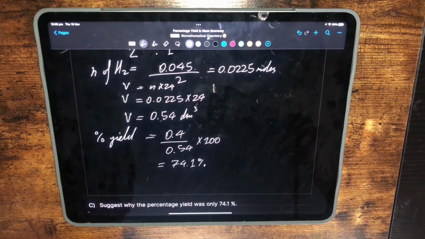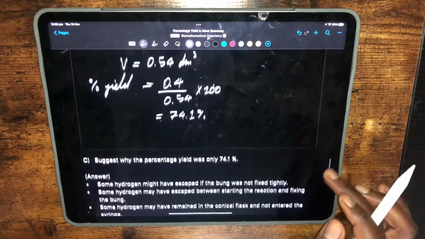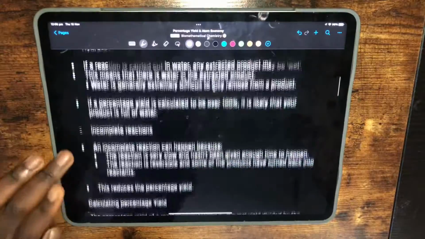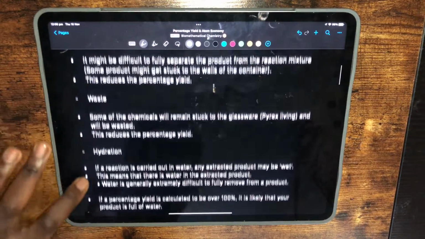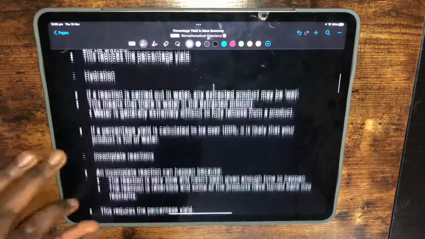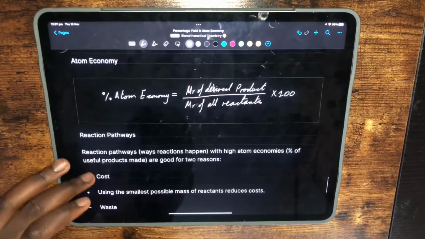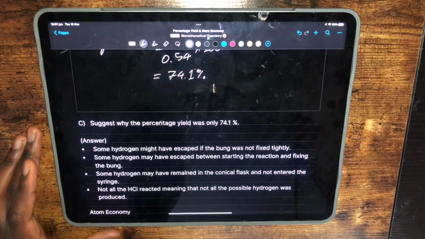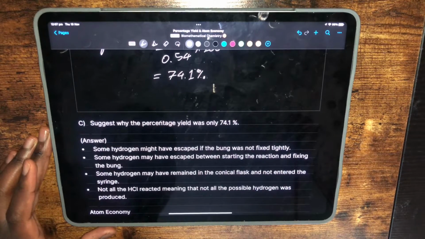Alright, so the answer is just remember what we were talking about before, right? This is just what we had up here, all the way up here, about waste, extraction, side reactions, hydration, incomplete reactions, all these things. That's what you're talking about here. So some hydrogen might have escaped if the bung wasn't fixed tightly. Some hydrogen may have escaped between starting the reaction and fixing the bung.